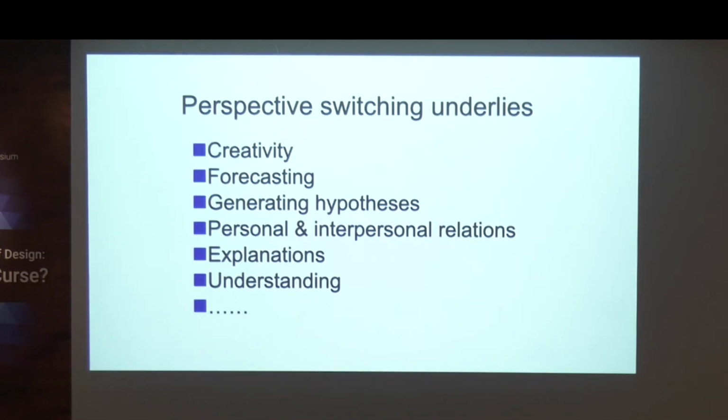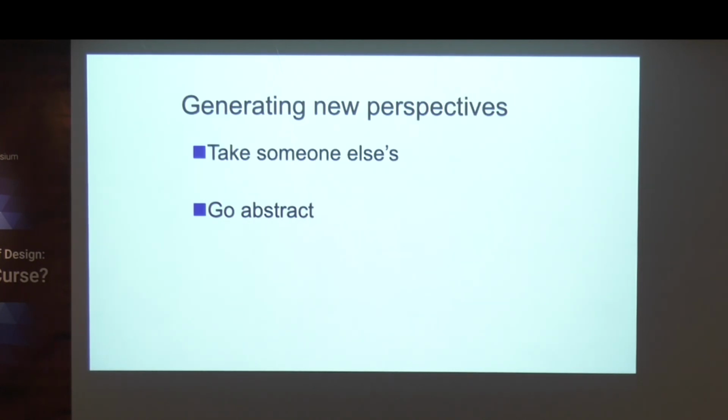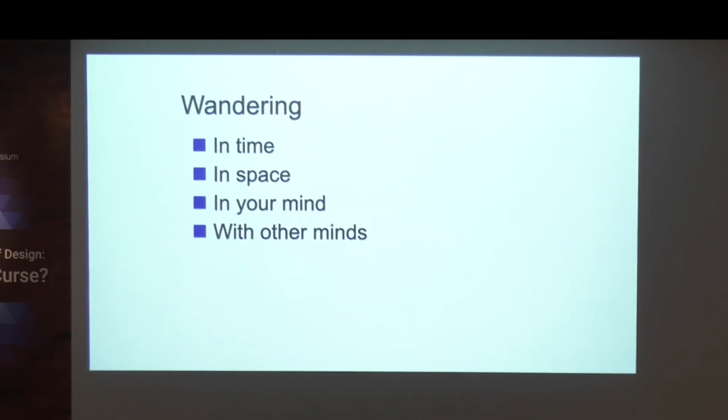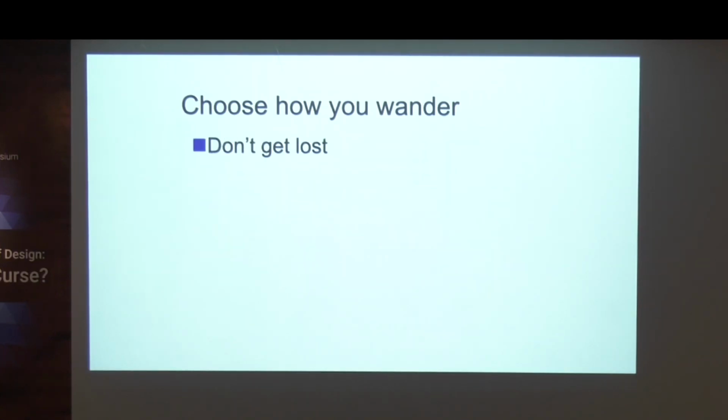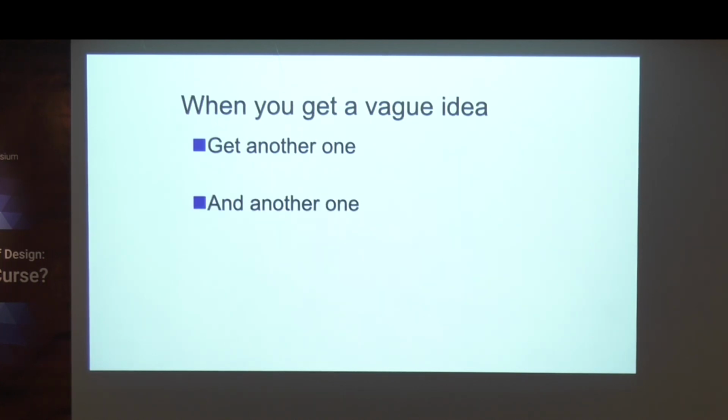But we've found, looking at the literature, that perspective switching underlies many, many creative tasks. You can take someone else's, you can go abstract. Going abstract is often hard. So wandering, you want to do in time and space, in your mind, with other minds, but choose who you wander with and how you wander. Don't get lost. And when you get a vague idea, get another one, and another one, and another one. Don't stop with one. Then you play.